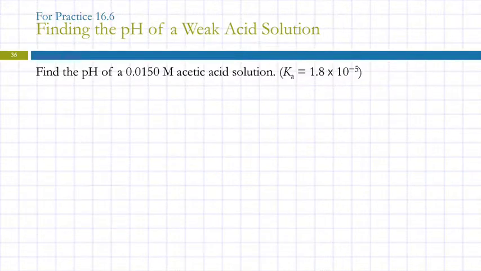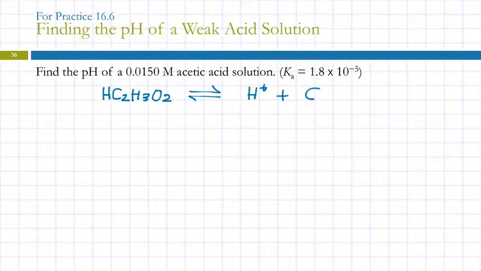Let's find the pH of a 0.0150 molar acetic acid solution. So we've got acetic acid, and that's going to ionize and form hydrogen ions and acetate ions.